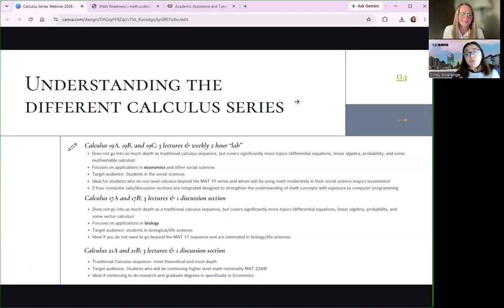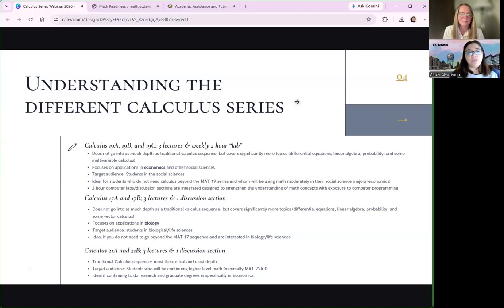It, again, doesn't go too much in depth as a traditional calculus course, but it covers the significant topics, just like the 19 series. But the problem sets and the solving is with an emphasis in biology. The target audience, like I said, is the biological and life sciences. And for the purpose of the economics major, we only require Math 17A and 17B, so 2 quarters of calculus.